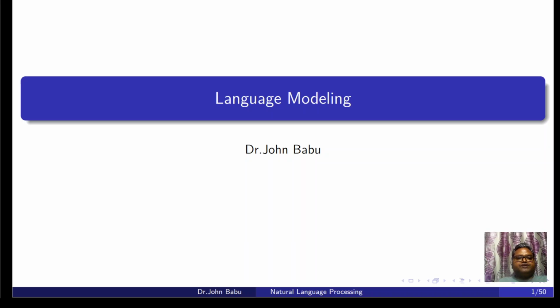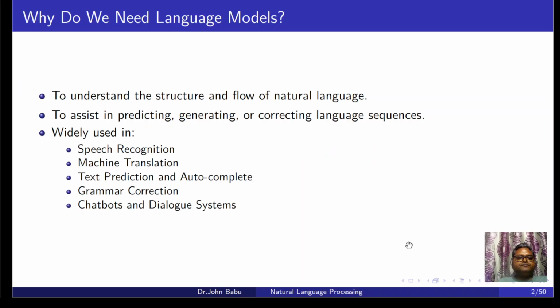Then finally, we have come to the last unit of this subject, and the title of this is language modeling. So let us dive into this fifth unit. We'll start with what is a language model. We are talking about LLMs these days, and ChatGPT, Google Gemini, and Perplexity. All these are based on language models.